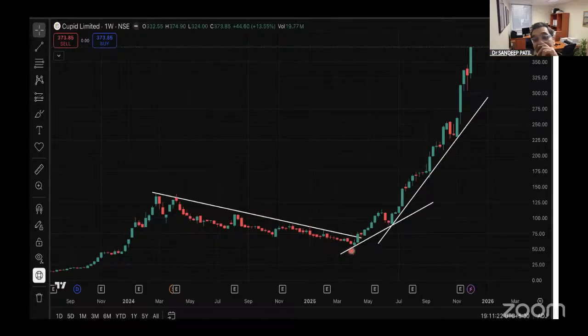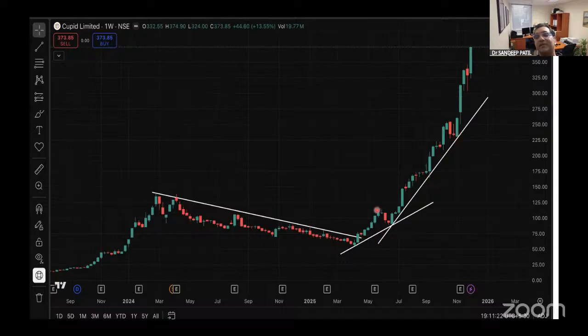Then you can join these two lows and make another trend line. But then there is another trend line, which is showing increased momentum. So this is an uptrend and this is increased momentum. Every time price comes to this trend line, it takes support and then goes up. Again, it comes here, takes support and goes up.